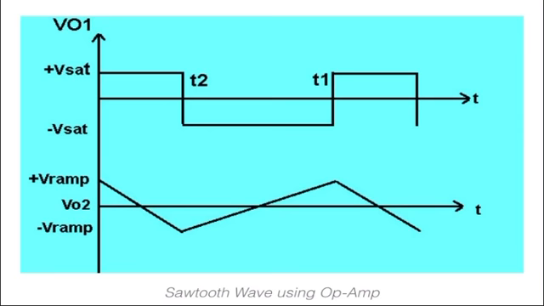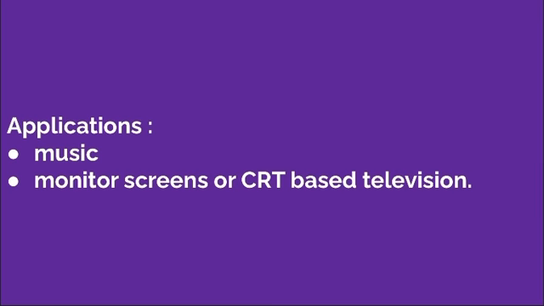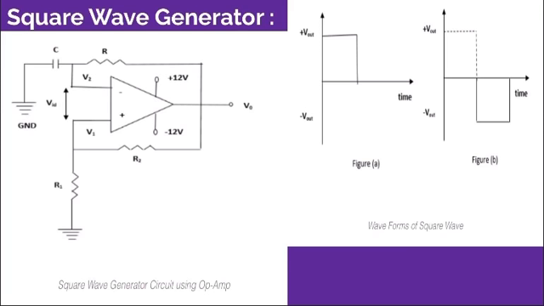Let us see some of the applications of this generator. The sawtooth waveform is the most common waveform used to create sounds with subtractive synthesis and in analog music synthesizers, so it is used in music. The sawtooth wave is also the form of the horizontal and vertical deflection signals used to generate a raster on the monitor screen or in CRT based televisions. These are some of the applications of the sawtooth wave.